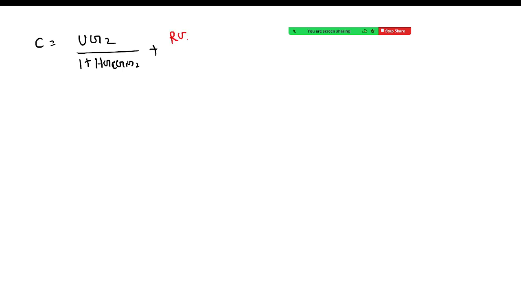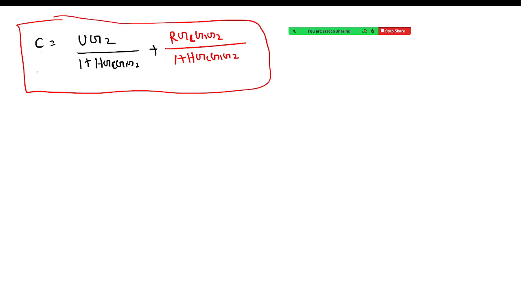That is R GC G1 G2 divided by 1 plus H GC G1 G2. Fine. And this one is the case. So this one is your output, and this one is your load. And this R you see here, this one is your input transfer function.